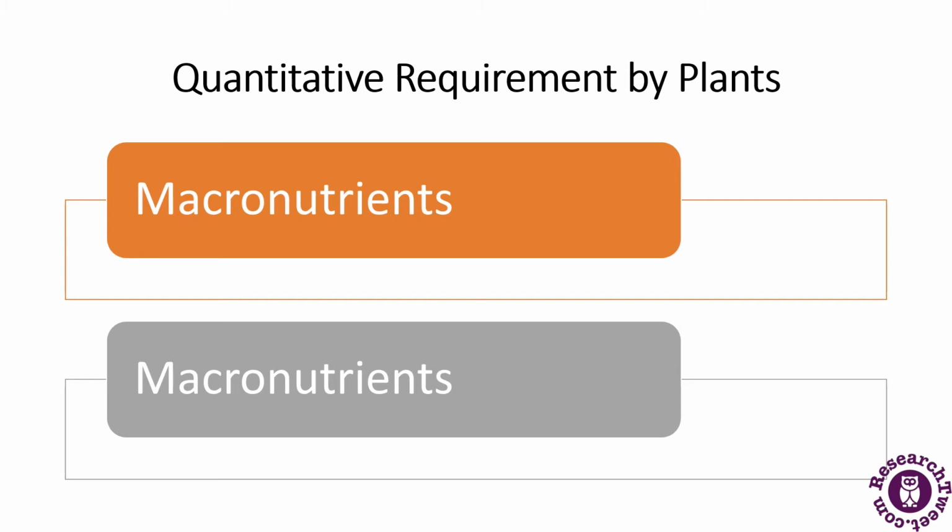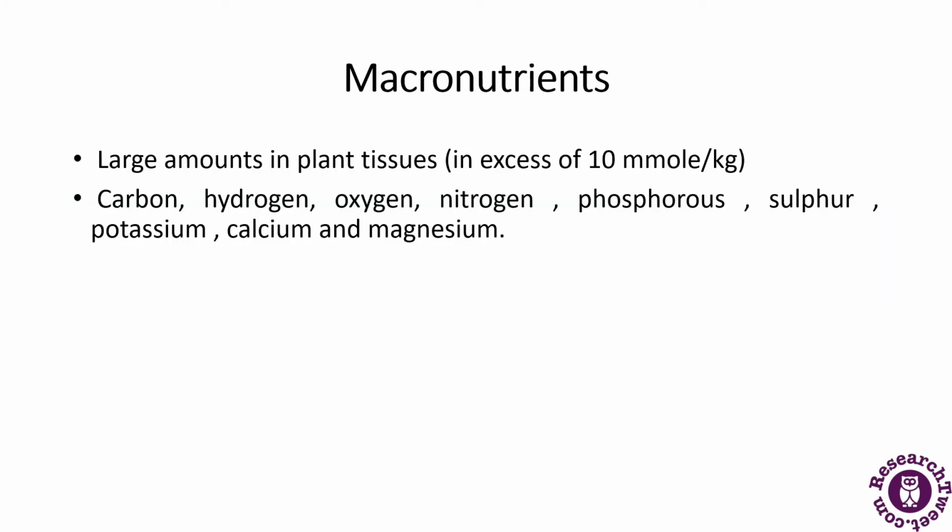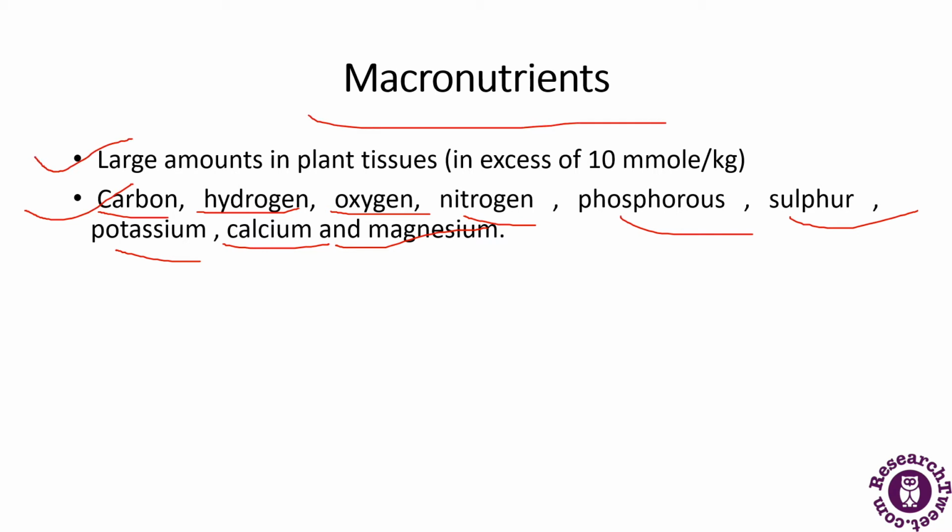Then the quantity required by plants. They are micronutrients and macronutrients. So these are the two categories of the requirements by the plant. What are macronutrients? The macronutrients are those which are present in large amounts in the plants, and the examples include carbon, hydrogen, oxygen, nitrogen, phosphorus, sulfur, potassium, calcium and magnesium. So these are some examples of the macronutrients.